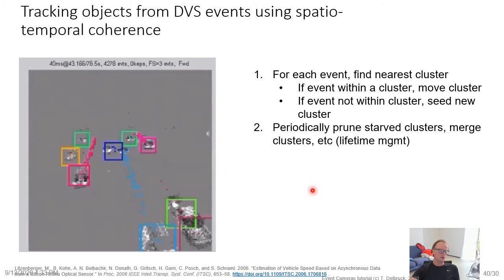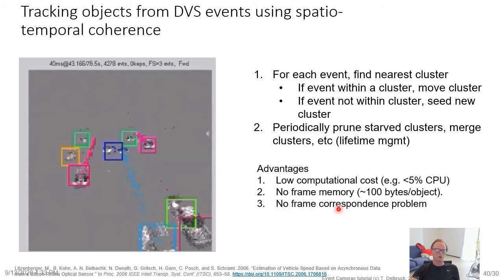The beautiful thing about this algorithm is that it's very low computational cost, less than 5% of CPU load. You don't have any frame memory at all. You don't even use a timestamp image. The only memory you need is 100 bytes or so that you need to describe each object you're tracking, and you don't have any frame correspondence problem because there are no frames. So in between the traditional frames of computer vision, you just drag along these objects, event by event.